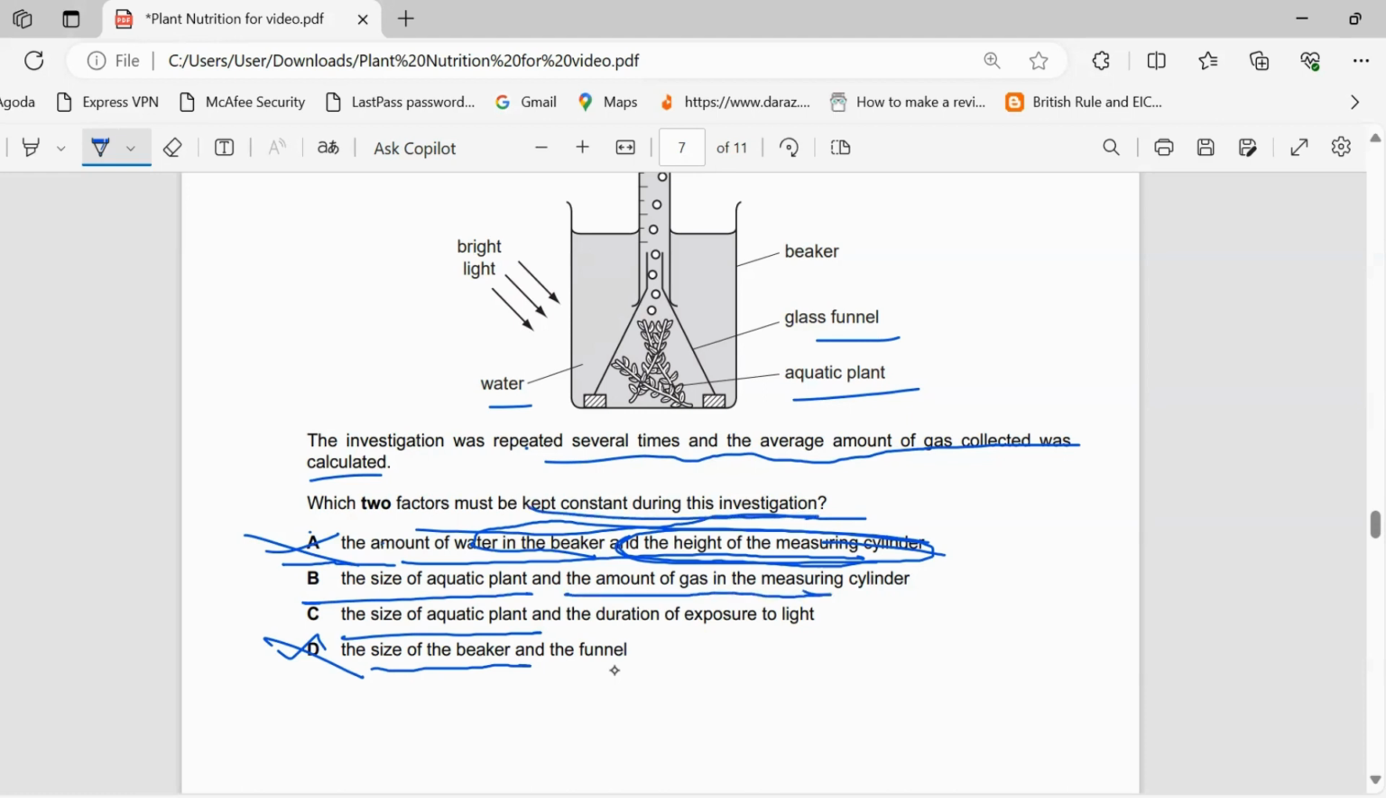Then the amount of gas in the measuring cylinder. So basically, B cannot be the answer because it says the amount of gas in the measuring cylinder. And the duration of exposure to light will be constant, because if a plant is kept 1 hour in light and the other plant is kept 2 hours in light, the other plant will produce more gas. Hence, C is the answer. So the size of the aquatic plant and the duration of exposure to light both will be kept constant.